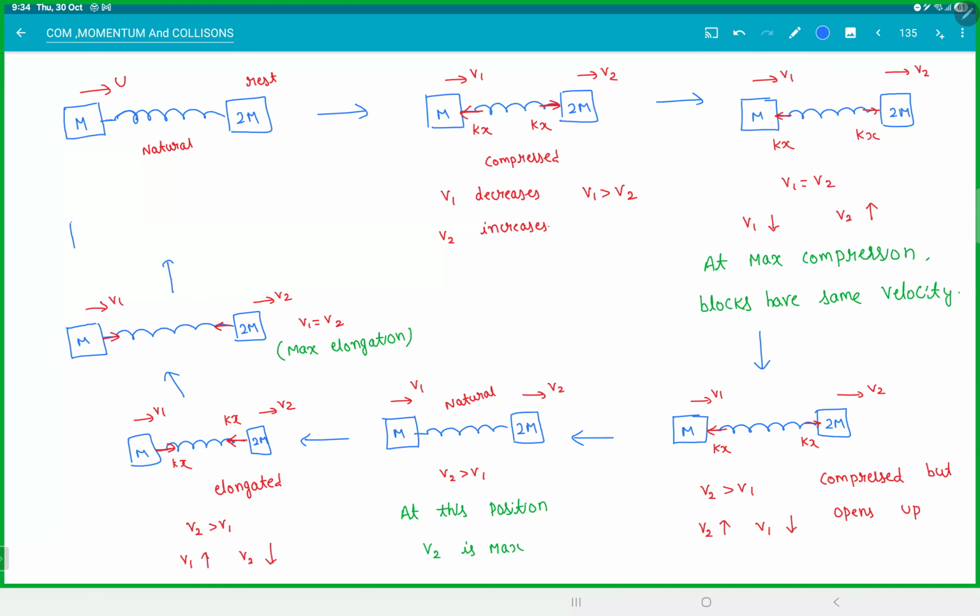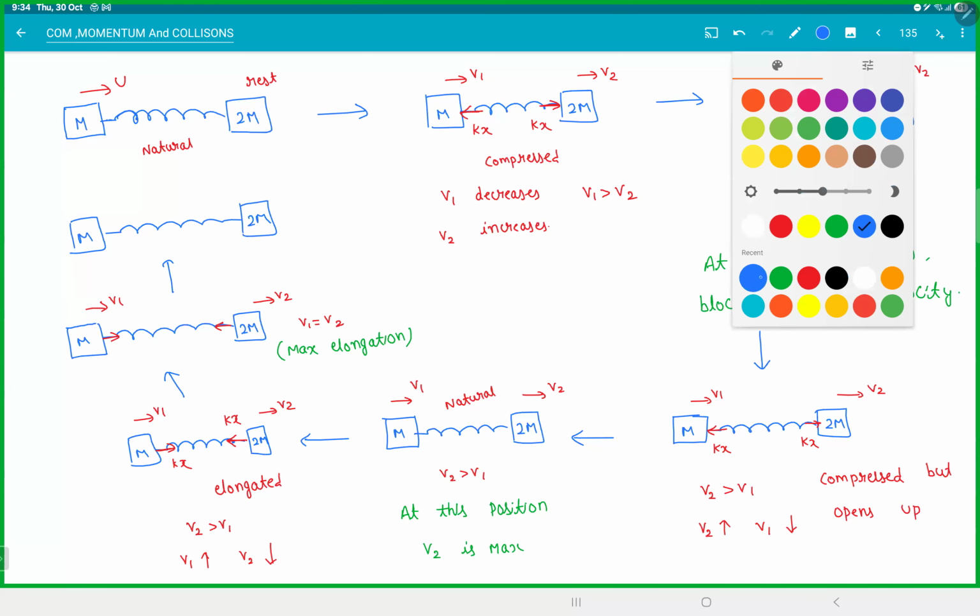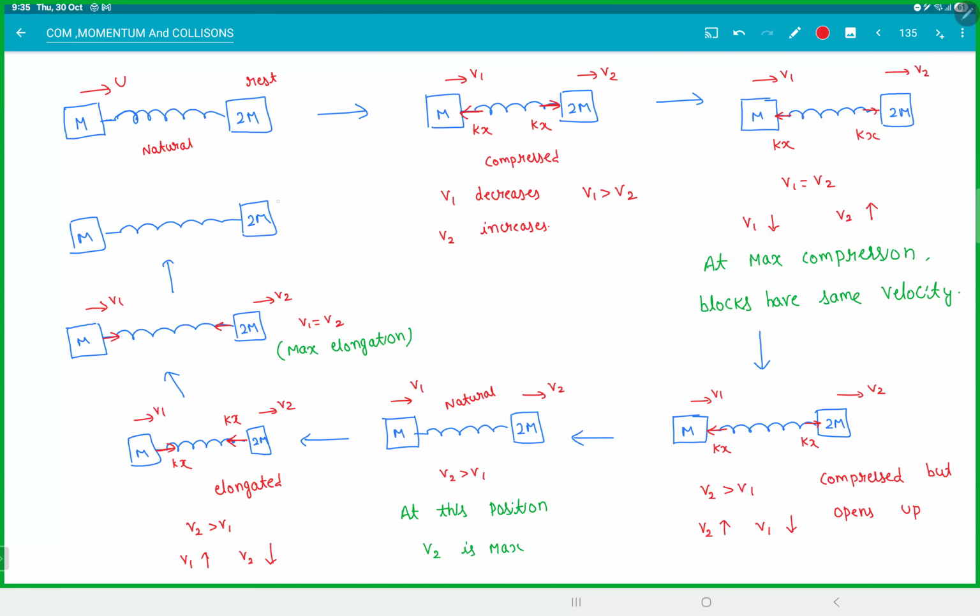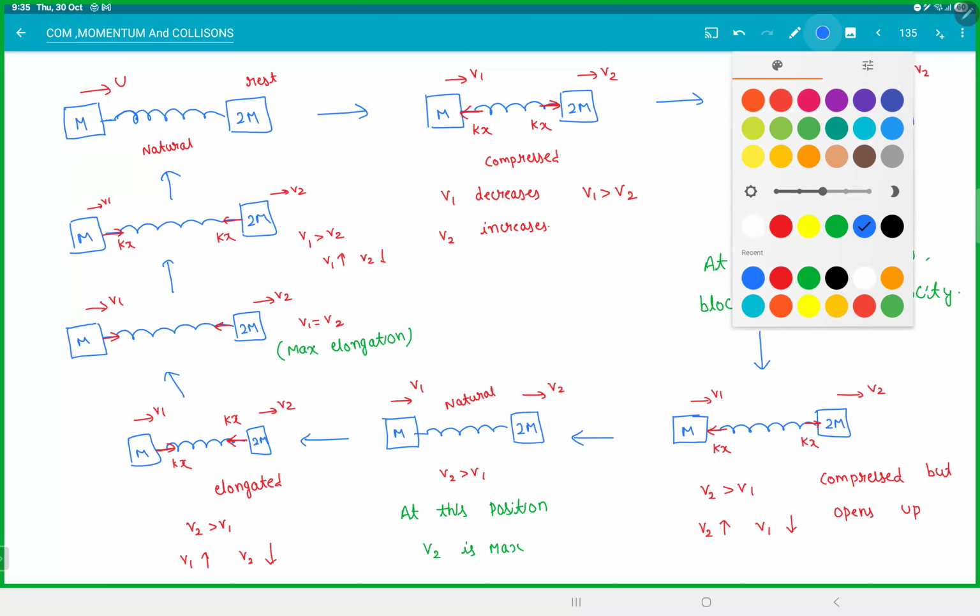Then next moment, you're still elongated. Kx is still pulling, right? So here V1 becomes greater than V2. V1 is increasing and V2 is decreasing. And then again, you come back to the natural length. So this is a full cycle.